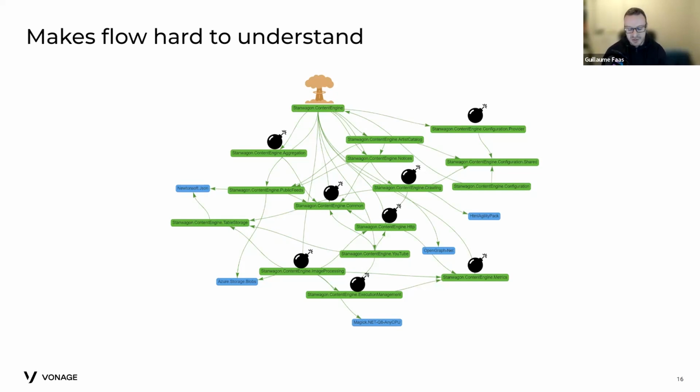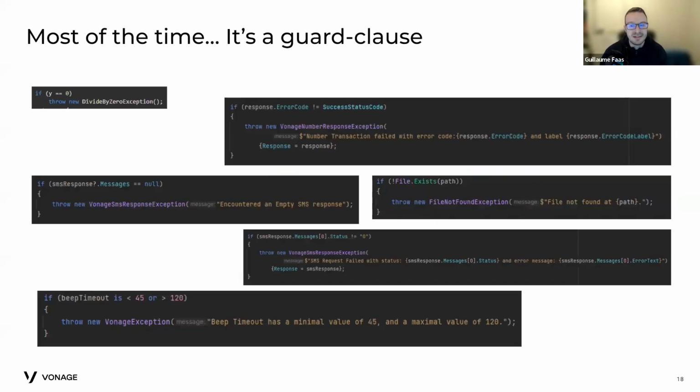The last one I want to mention, and I like this one a lot, is that most of the time, or at least close to always, it's just a guard clause. What you see here are examples from the SDK. And if you pay attention, every single time before throwing an exception, you have an if-else statement. And I would challenge you to look at your code and prove me otherwise. But basically, I don't think an exception is the right thing to do when you just have a failing if statement.